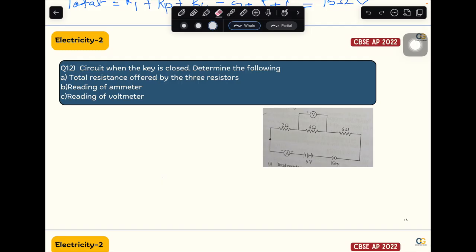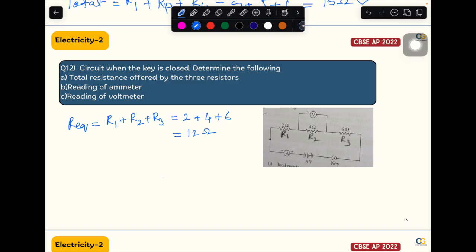So the total equivalent resistance here, let me label them as, this is R1, this is R2, and this is R3. I'm labeling it as such. Then the total equivalent resistance will be R1 plus R2 plus R3. So that is 2 plus 4 plus 6, which is equal to 12 ohms. Okay.